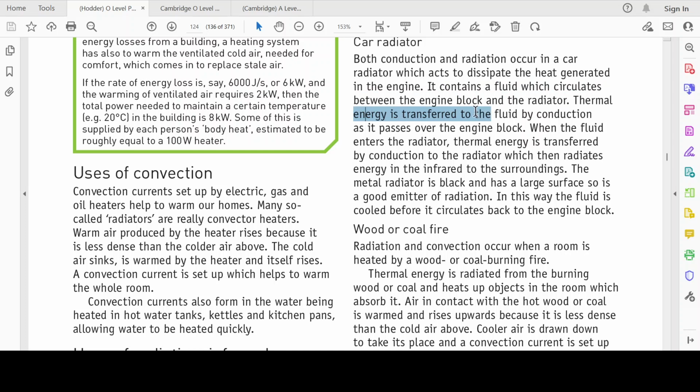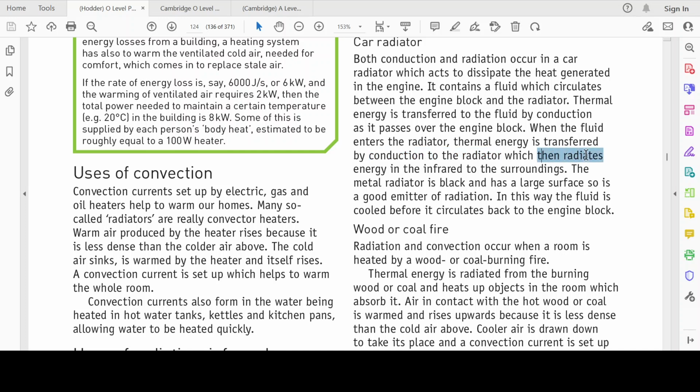Thermal energy is transferred to the fluid by conduction, which means the energy is transferred through the particles. The matter is not flowing. The particles are not moving. So it's transferred to the fluid by conduction as it passes over the engine. When the fluid enters the radiator, thermal energy is transferred by conduction again from the fluid to the radiator.